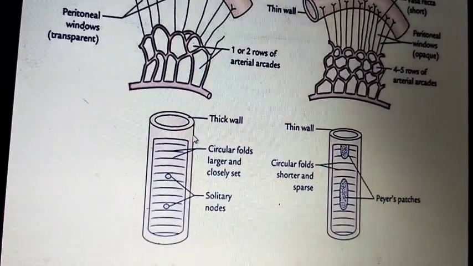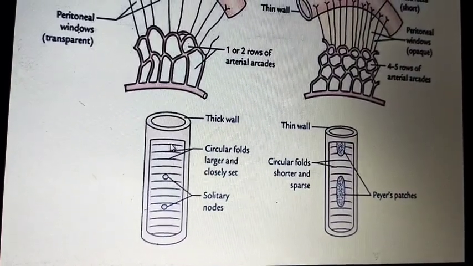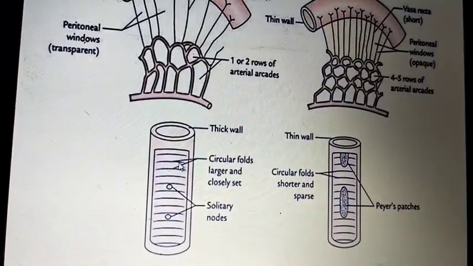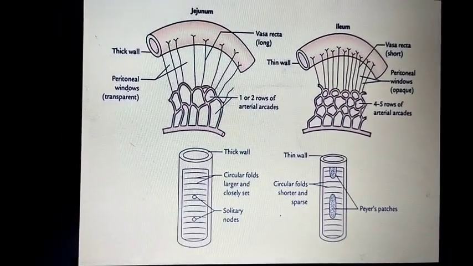Okay, the jejunum has plicae circulares or mucosal folds. They are circular folds of the mucosa. They are larger and closely set to each other. But in the ileum, the circular folds are shorter, and the distance between them is very far compared to the what? Jejunum. And there are lymphatic vessels, solitary lymph nodes here. The Peyer's patches are there in the ileum. Okay, we can go to the next slide.